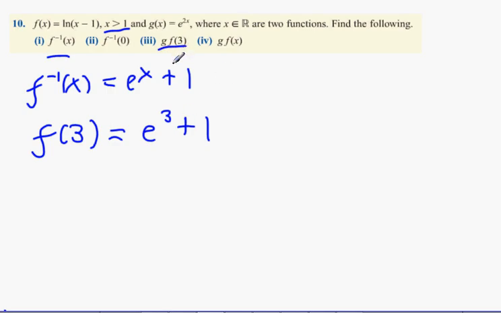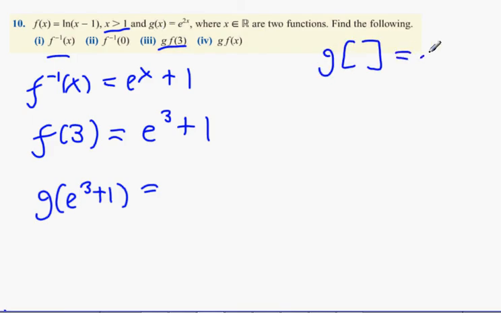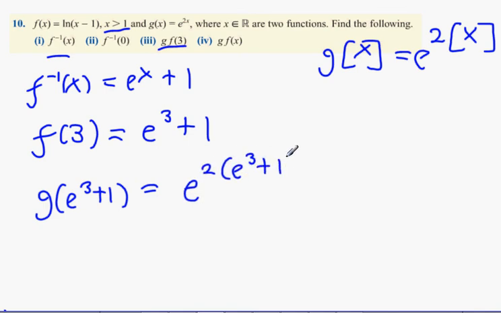Now it wants me to use the g function on it. So what's the g function? g of x, g of the box, equals e to the power of 2 times whatever is in the box. As it turns out, it was x at the start, but now it's going to be e^3 plus 1. So let's find this out. It's going to be e to the power of 2 times (e^3 plus 1), which is going to be e to the power of 2e^3 plus 2. I'd leave the answer like that because it doesn't say anything about decimal places.